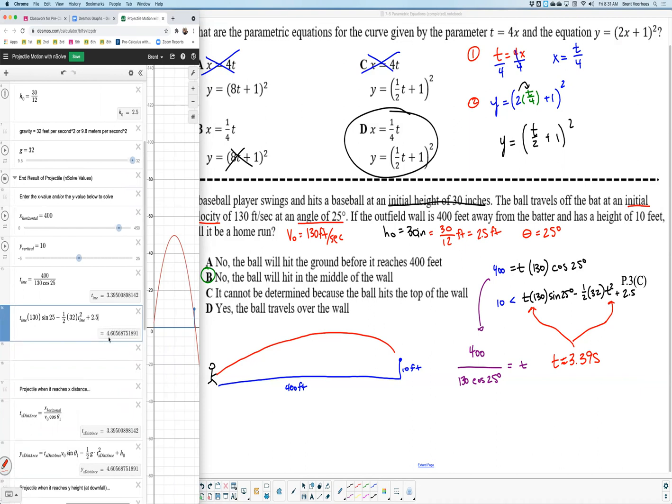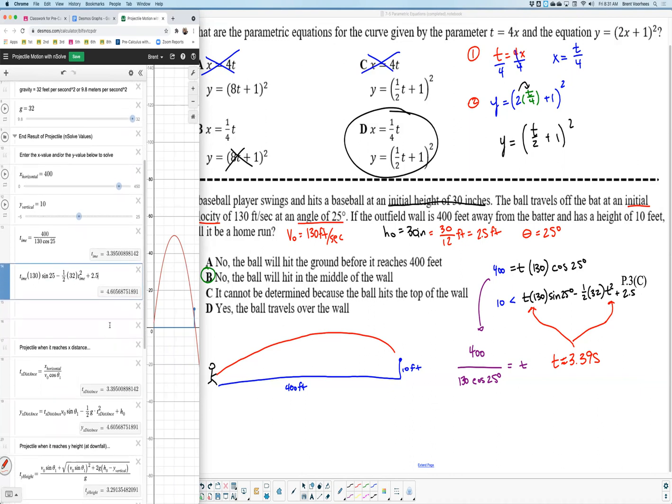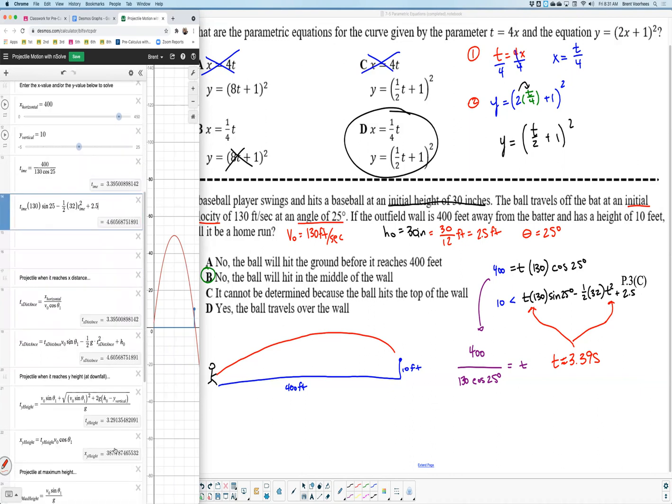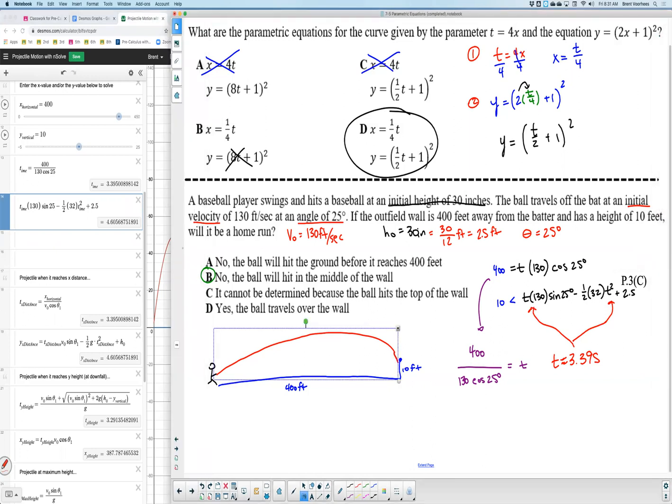And so we get the height 4.60568. That is how you would get where to go right here. The same height. That's the height of the ball when it hits the fence. So this ball would not travel over the fence. It would actually come down and hit there in the middle at 4.6 feet. So not exactly the middle, a little less than the middle, but that's how you do that by hand.